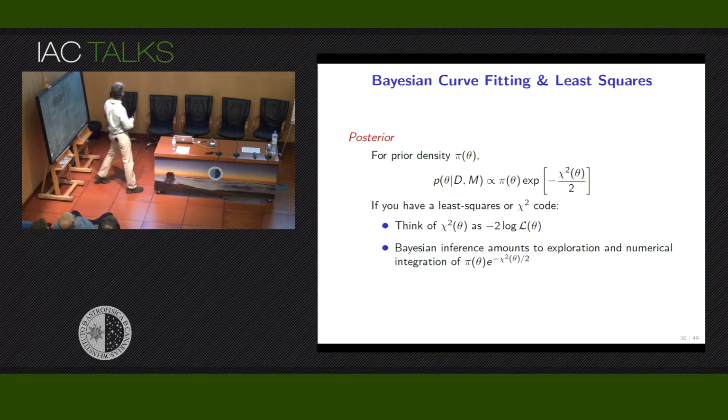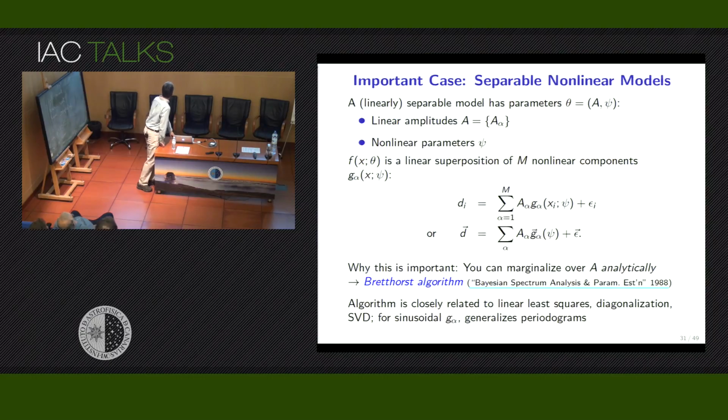So the posterior is just going to be some prior for the parameters times e to the minus chi-squared over 2. So if you already have a chi-squared code, just think of chi-squared as minus twice the log of the likelihood function, and then you need to do exploration and integration of that. And we'll talk a little more about how to do that.